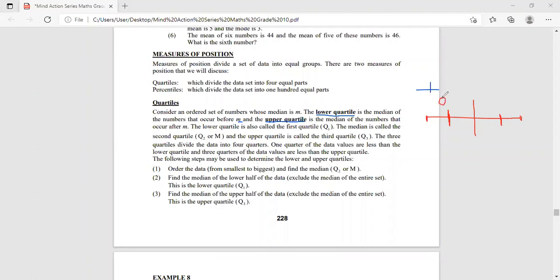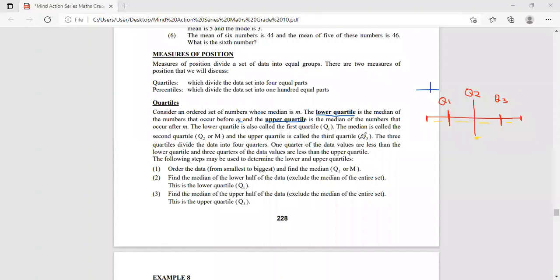This is Q1. This is Q2. This is Q3. When they say it divides the dataset into 4 parts, this is what you look at: 1, 2, 3, 4. Q2 is the middle term. It's our median. So they say the median is called the second quartile, Q2 or M.